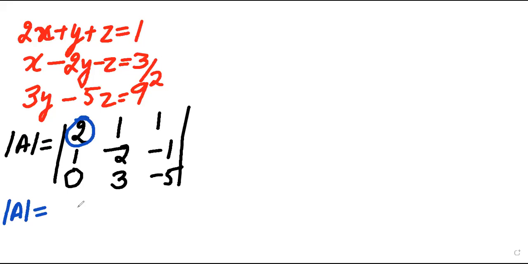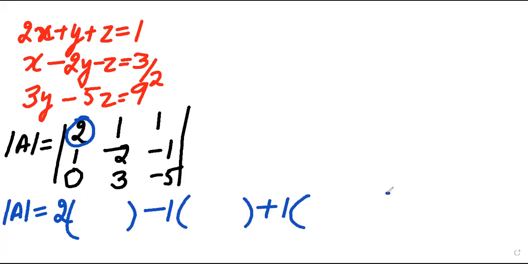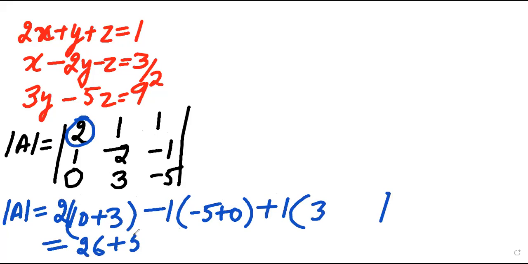So here, how to find out the determinant? That is 2, minus 1 and plus 1. Then here, solve it. 5 into 2 is 10 plus 3. Remove this row and column. It is minus 5 and plus 0. Remove this row and column. This is 3. So what is the determinant here? Solve it. It is equal to 2 into 13, 26, plus 5 plus 3. Answer is coming 34, which is not equal to 0.